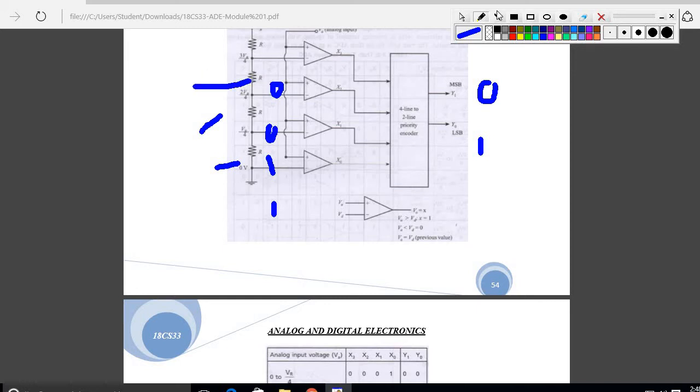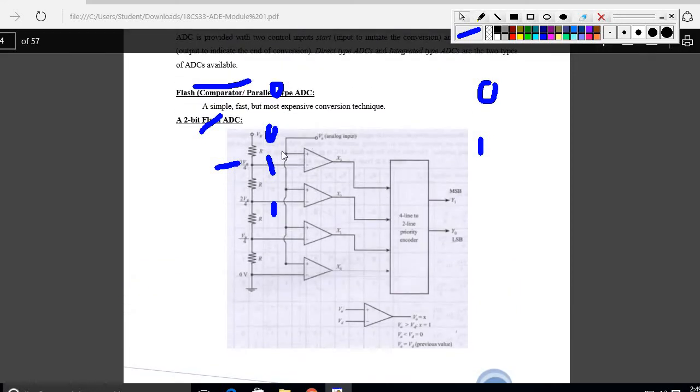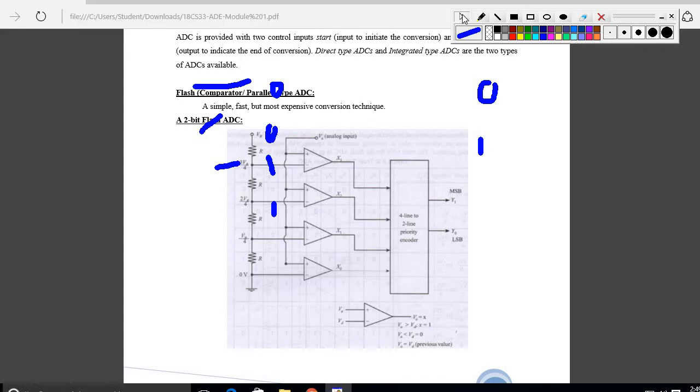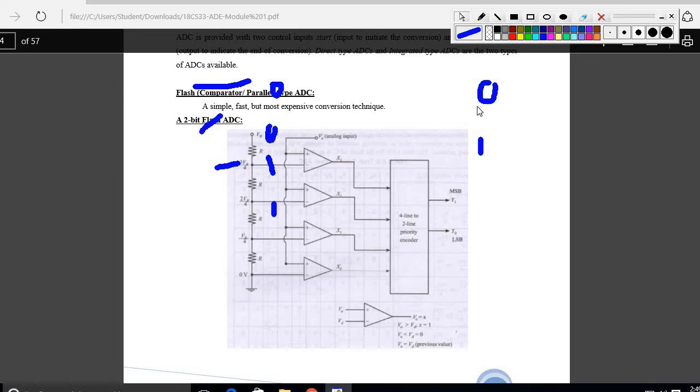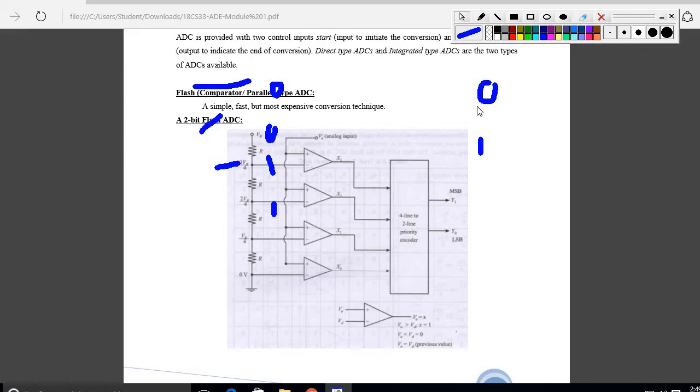So in this way, find out the remaining ones: from 2VR by 4 to 3VR by 4, what is your expected output, and from 3VR by 4 to VR, what is your expected output. So you have to find out like this. It's a 2-bit flash ADC, so the output should always be in terms of 2 bits while converting analog to digital signal. Is it clear? But this has to pass through a 4-line to 2-line priority encoder, then only you will get that particular output. Is it clear? It is a simple, fast technique but the most expensive conversion technique compared to others.